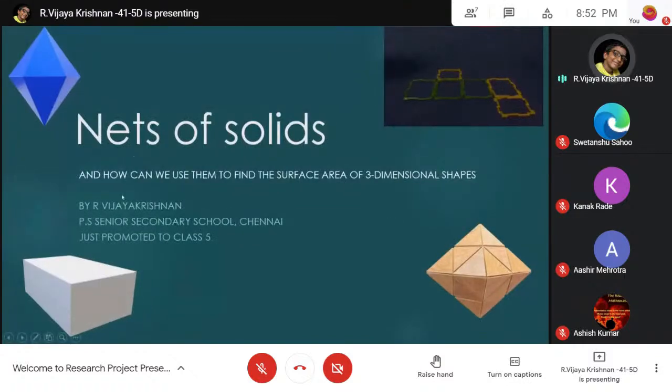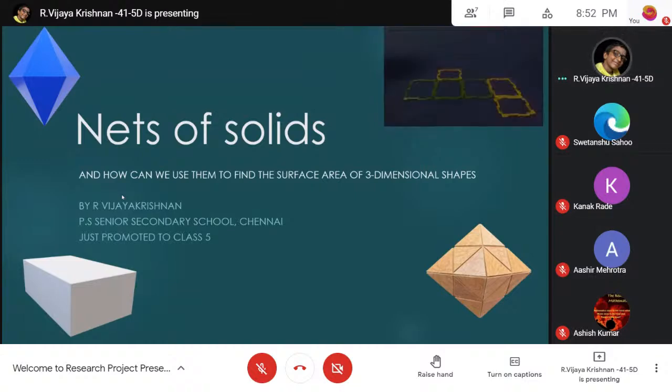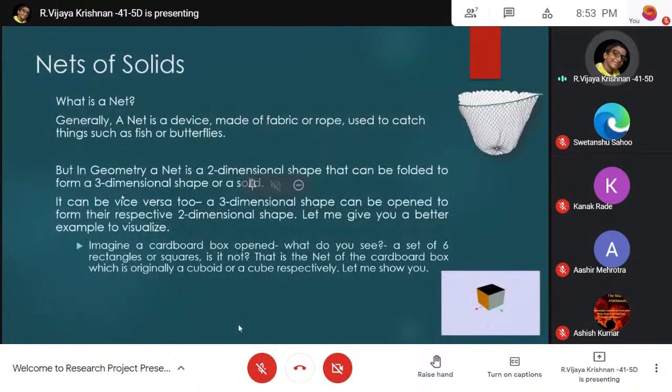Hi, everybody. Good evening. My name is R. Vijayakrishnan, studying in TS Senior Secondary School in Chennai. I am just promoted to class 5. Today, my topic is nets of solids and how can we use them to find the surface area of 3D shapes. What is a net?